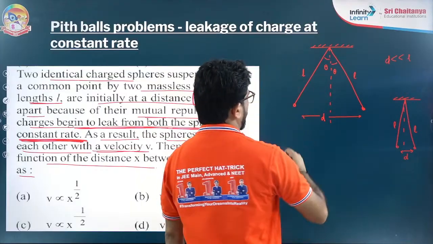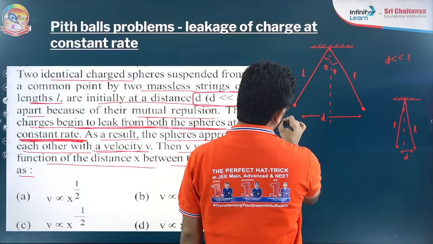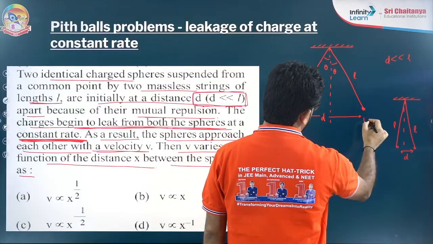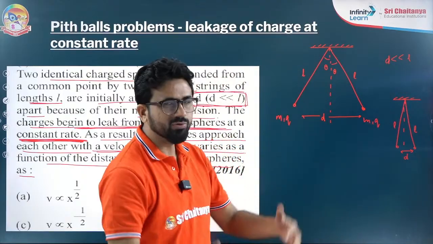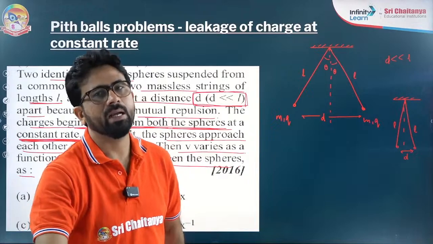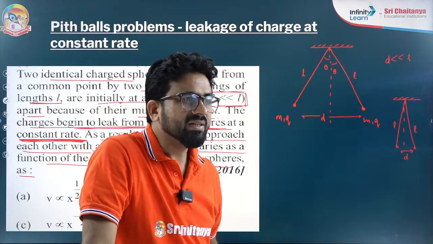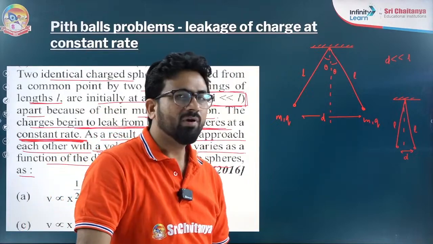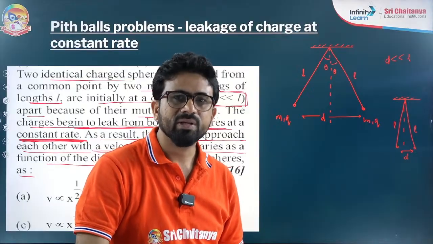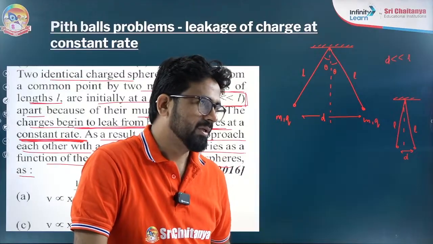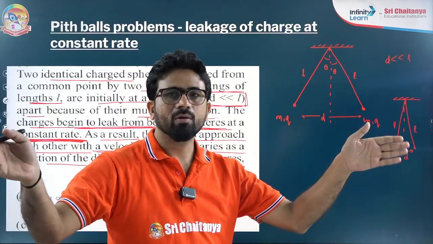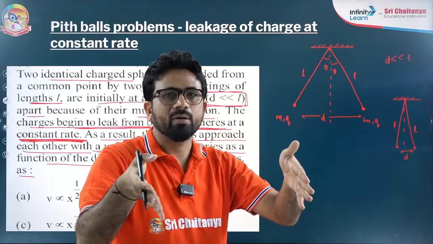Now understand: the mass is m, the charge is q. But this q is not constant. This q is changing, decreasing with time. Then what will happen? The charge will decrease, so the force of repulsion will decrease. That means Fe will decrease, and then these balls will come closer and closer.